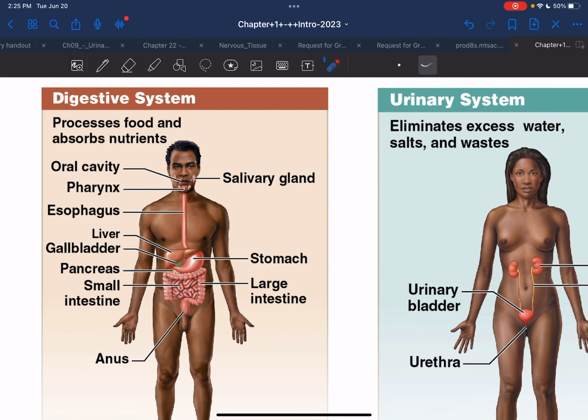The digestive system processes food and absorbs those nutrients and places them into capillaries, which will eventually flow through the cardiovascular system.